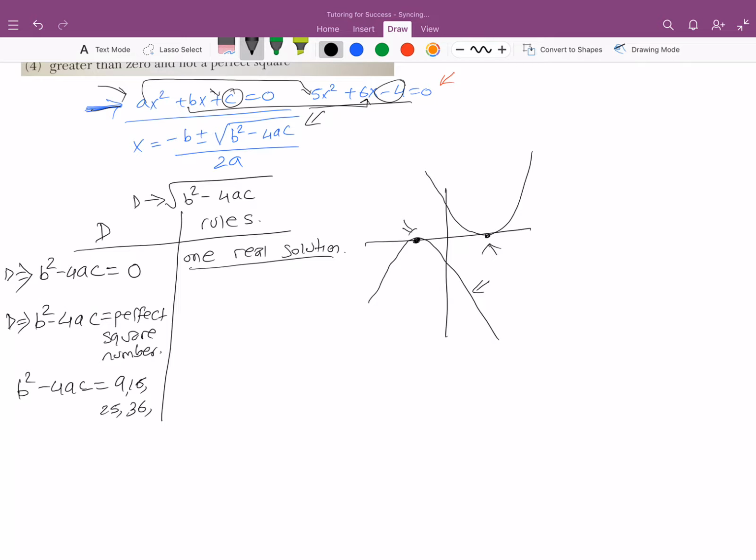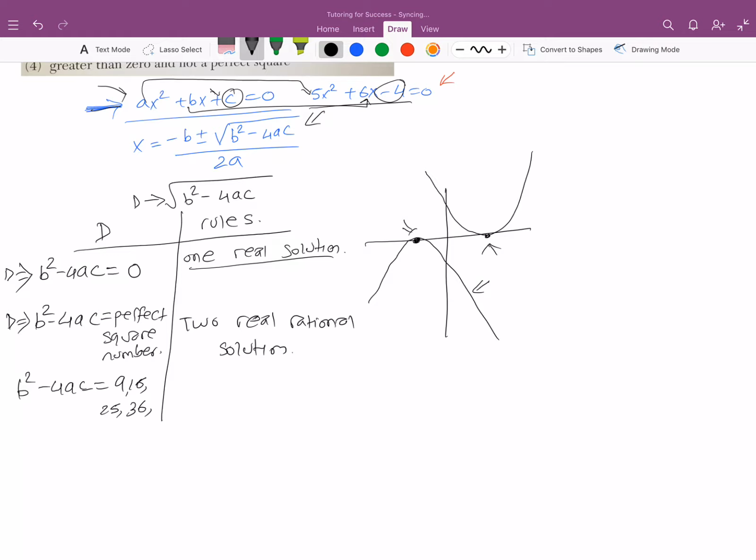So if you happen to get a perfect square number once you solve that b squared minus 4ac, then what you have is two real rational solutions. Okay, and what does it look like in terms of graph?